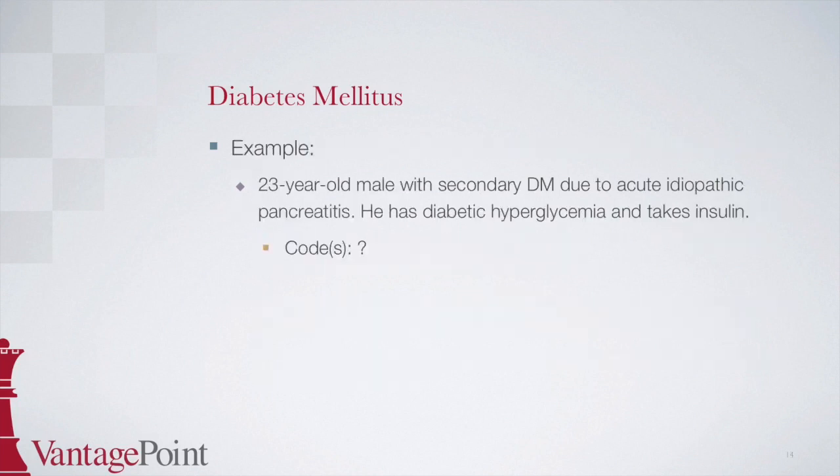Let's try a secondary diabetes example. We have a 23-year-old male with secondary diabetes due to acute idiopathic pancreatitis. He has diabetic hyperglycemia and takes insulin. How would you code this? Please pause the webinar to complete this example and then hit play to continue and learn the answer.